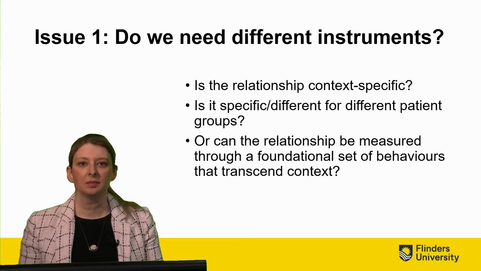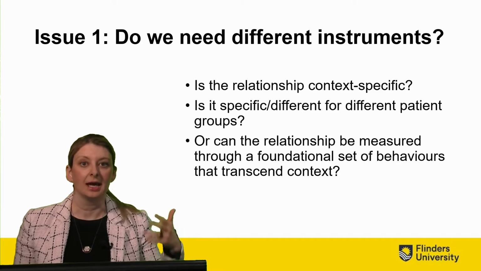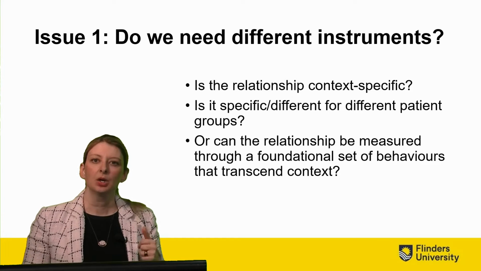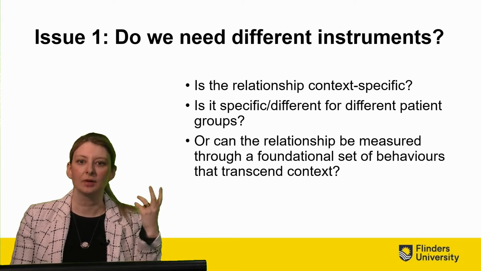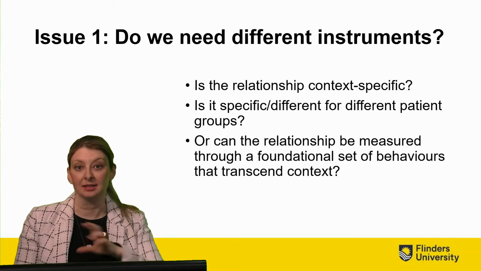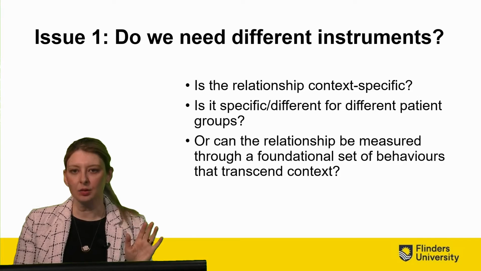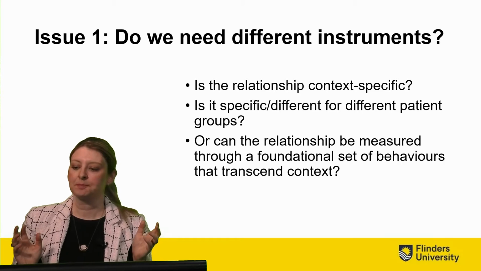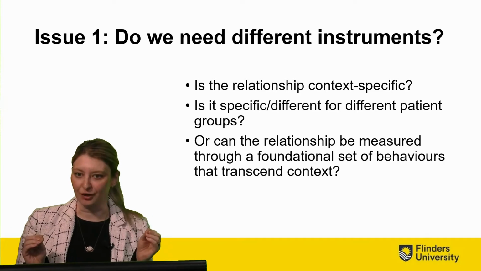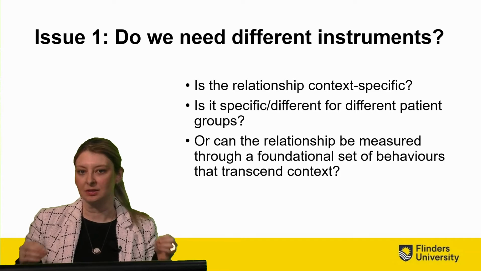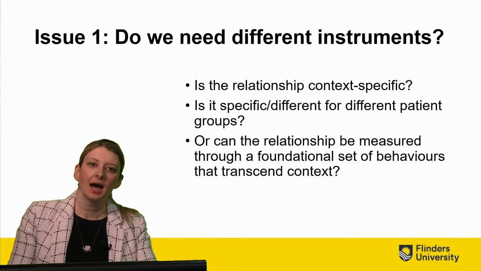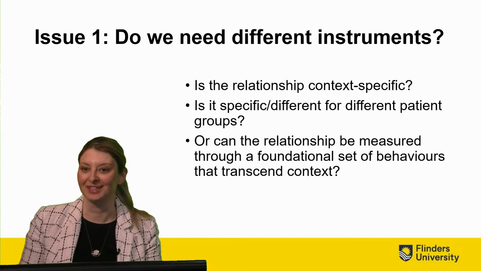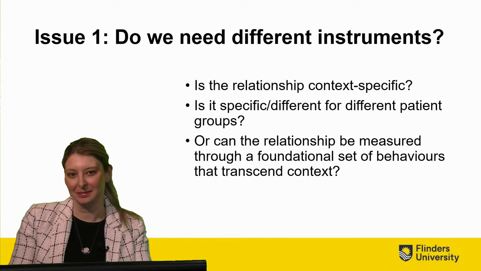And context obviously plays a really large role in how the relationship can be developed and how it can be maintained as well. But we have to ask ourselves, given the centrality of the relationship to nursing practice in all settings, it's arguable that the way in which this relationship is developed and maintained is not so markedly different that we actually need different instruments across different contexts and patient groups. At the very least, we probably need to ask ourselves, do we need 35 different instruments to measure the nurse-patient relationship?